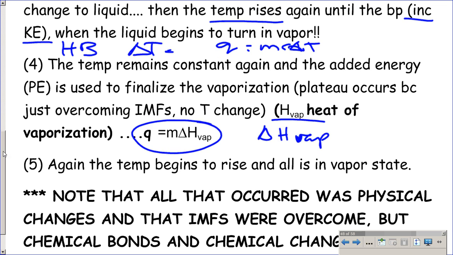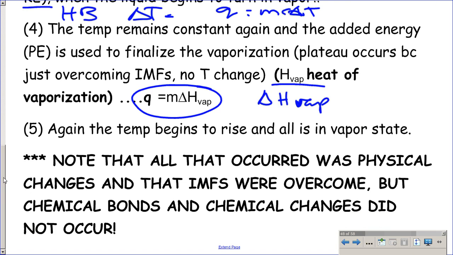And then you guys know the final part. Pretty much the entire time we only had changes to motion, kinetic energy, potential energy, temperature, IMFs. Never changes to the structure of the chemicals. Never bond breakage, never bond formation. Never change the chemical structure. It's literally still the same thing, just changing the way it looks, the phase of it. So no chemical changes, only physical changes.